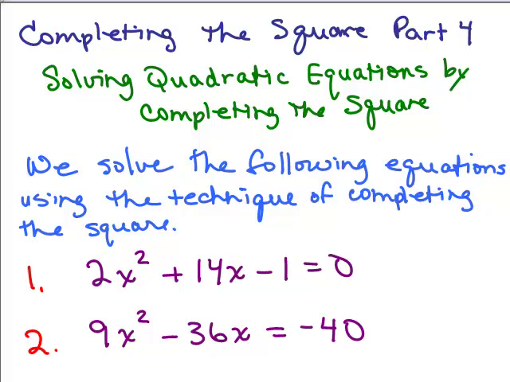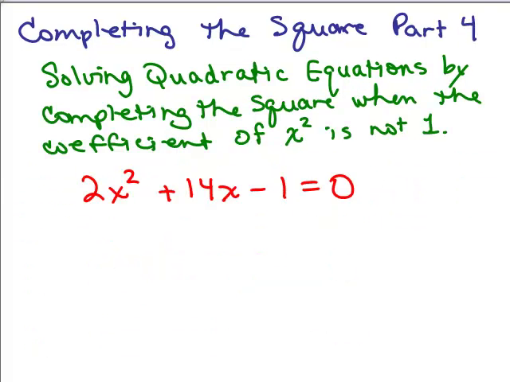This is part 4 of solving quadratic equations by completing the square, and we do the following 2 problems in this video. We're going to continue solving quadratic equations, but in this video we're going to do ones where the coefficient of x squared is not 1, as in this example, 2x squared plus 4x minus 1 equals 0.